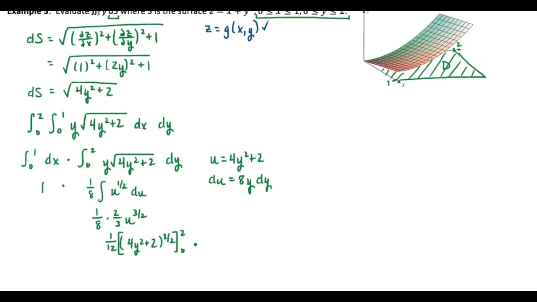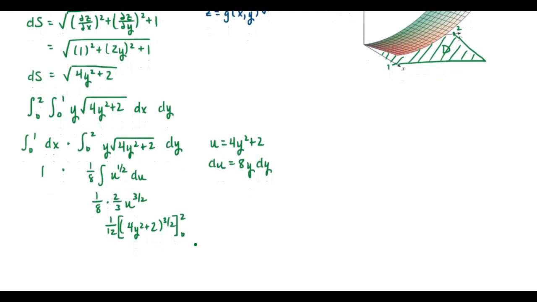And this will be equal to 1/12 times, when I plug in a 2, I get 4 times 4 plus 2, so I get 18 to the power of 3/2, and I'm going to call that 18 root 18. When I plug in a 0, I get 2 to the power of 3/2, so 18 root 18 minus 2 root 2. 2 to the power of 3/2. And so this would be my final answer, but let's see if we can clean this up a little bit.